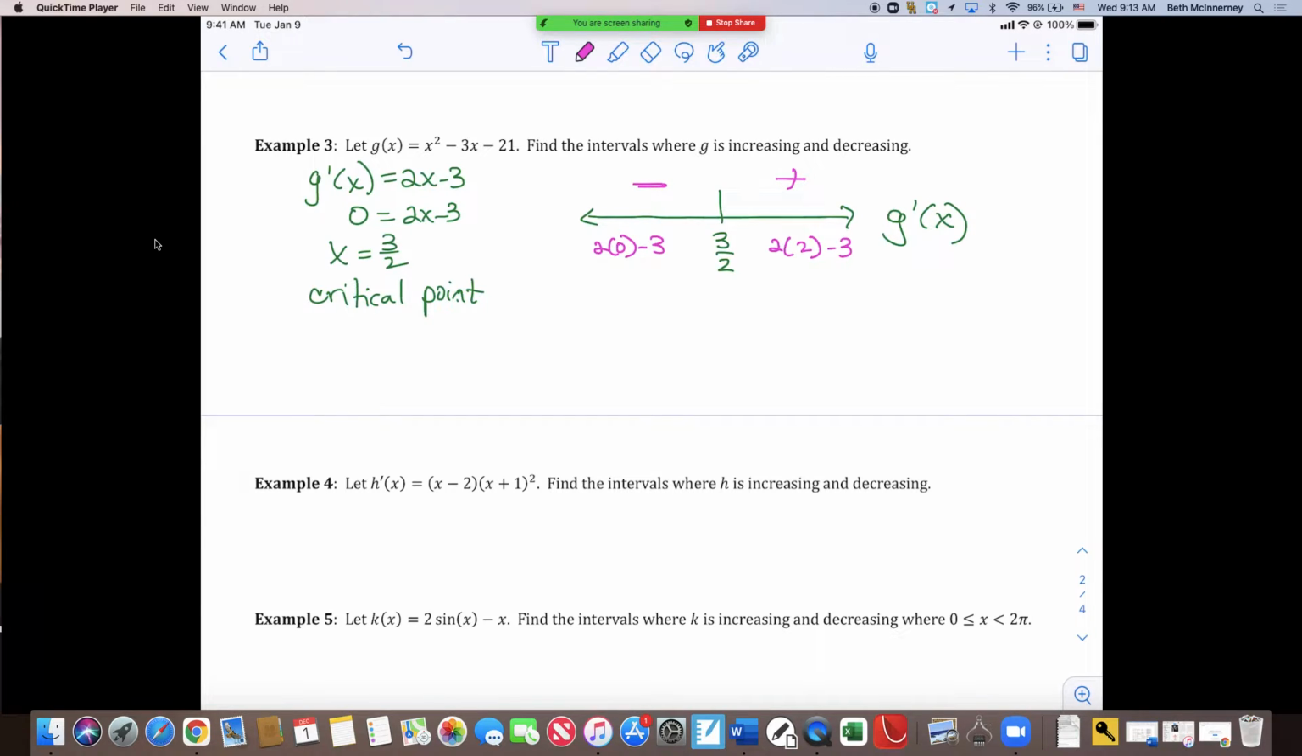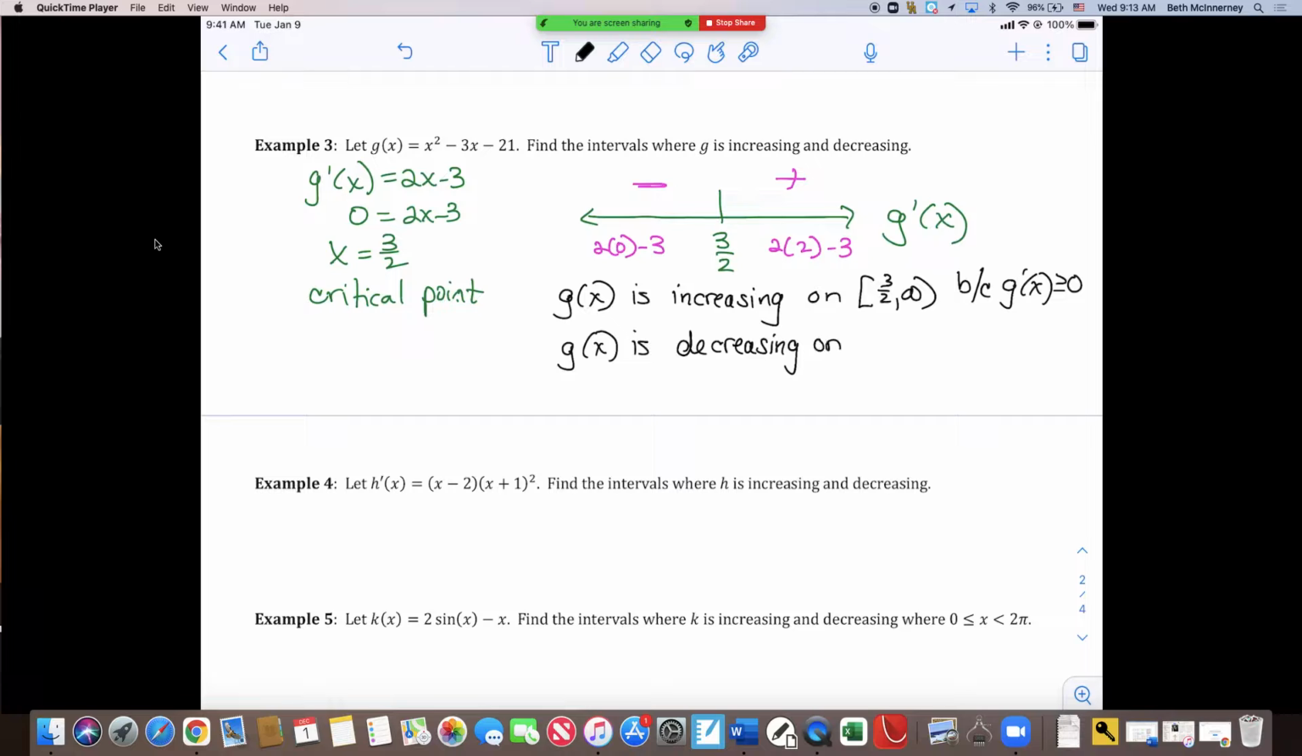So watch what we're going to say now. g of x is increasing on the interval 3/2 to infinity because g prime of x is greater than or equal to 0 on that interval. g of x is decreasing on negative infinity to 3/2 because g prime of x is less than or equal to 0.